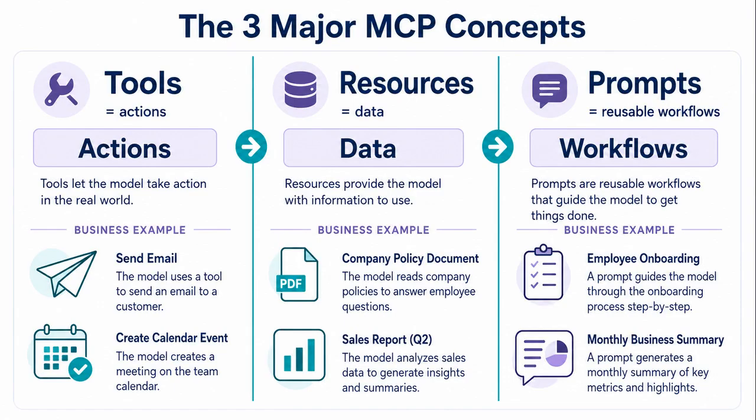Now let's look at tools, resources, and prompts. MCP commonly works with three useful concepts. Tools are actions the model can request. Resources are data or content the model can read. Prompts are reusable templates or guided workflows. A tool may check order status. A resource may provide a policy document. A prompt may guide a standard support response. Together, these make agents more capable.